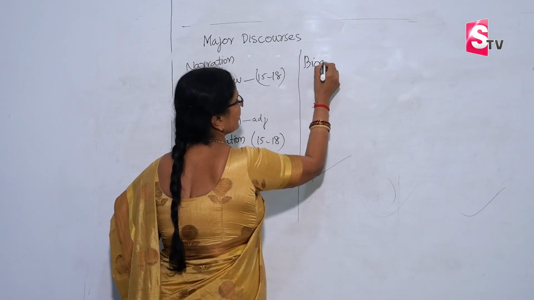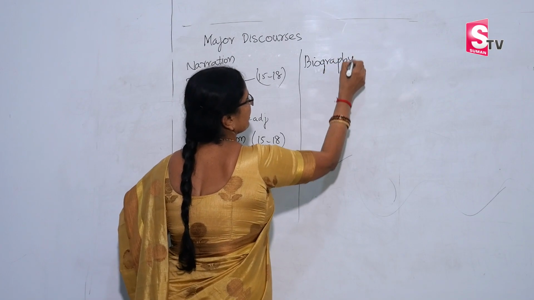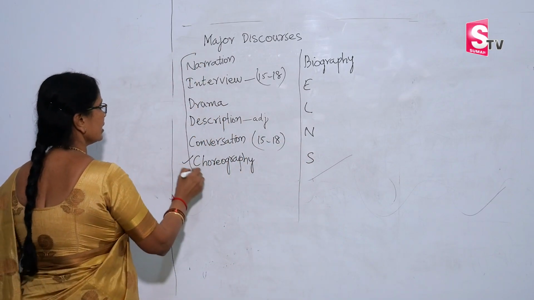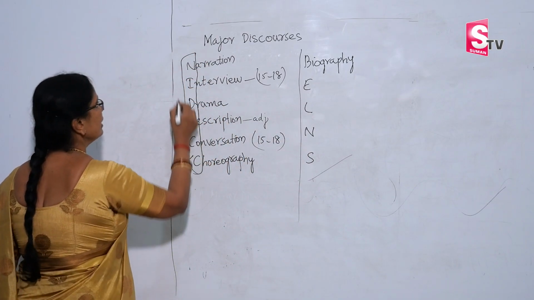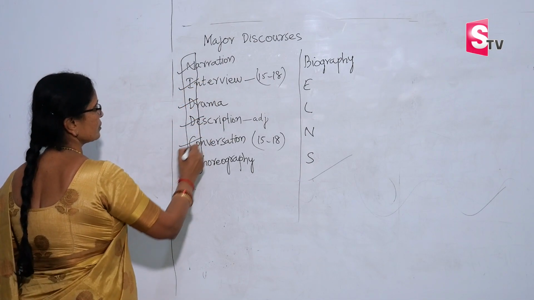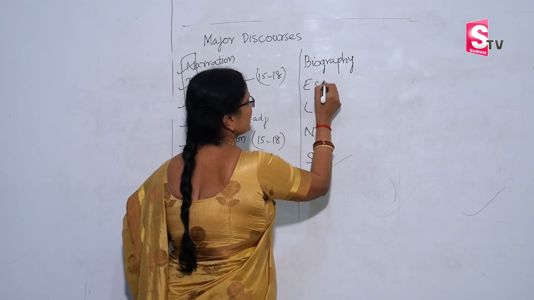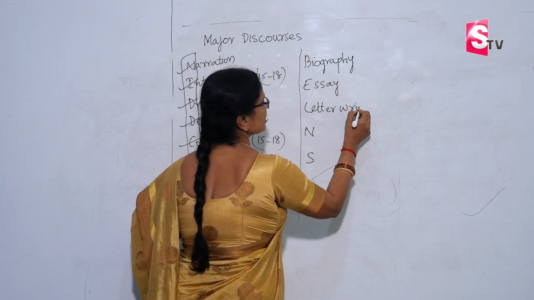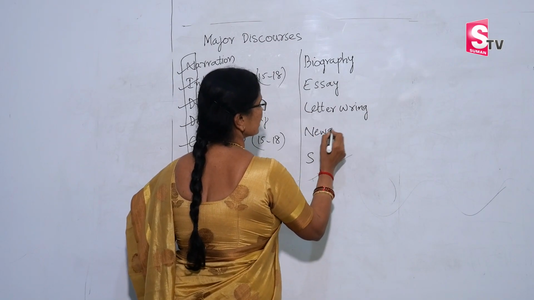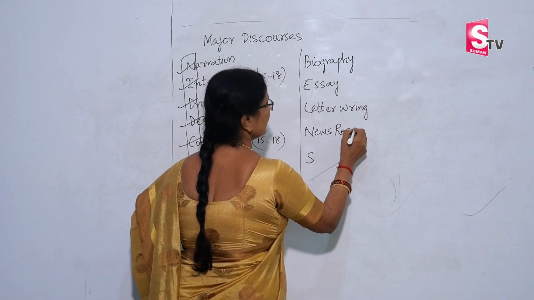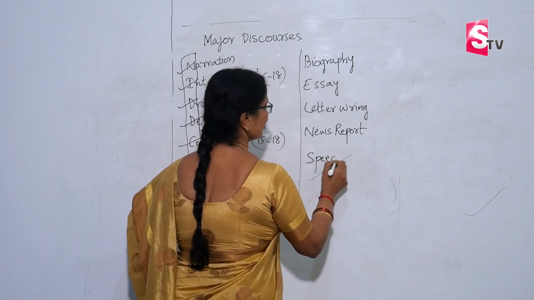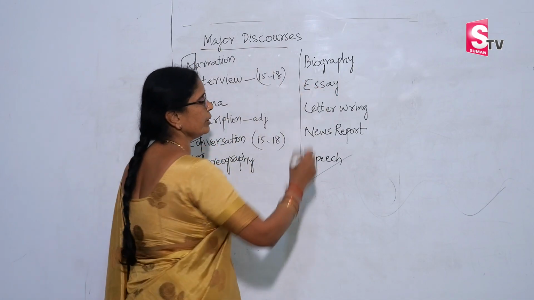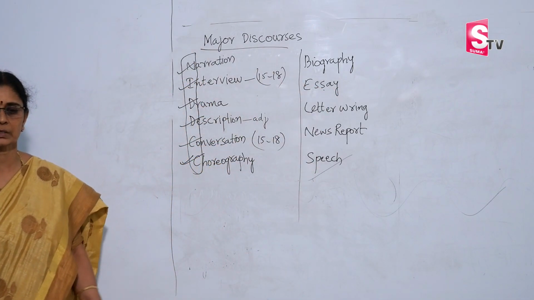biography. B-E-L-N-S. See, this is the order in which you can remember all the discourses of group A and group B. Narration, interview, drama, description, conversation and choreography. Biography, essay, letter writing, news report or general report. Here two kinds of reports are there, and then finally speech. So you have a choice between group A and group B major discourse, and that is for 10 marks.